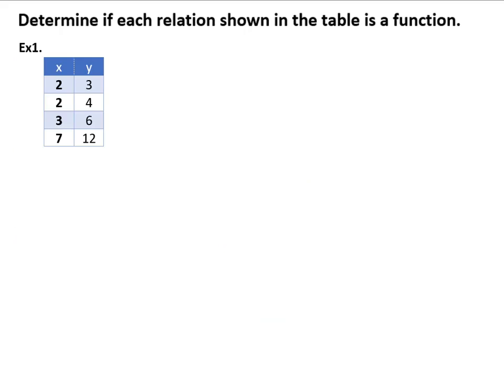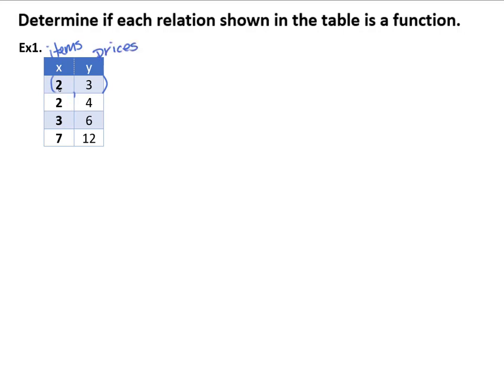Okay, so let's use hopefully our new understanding of what a function is here to determine if each relation shown in a table is a function or if it qualifies as a function. Okay, so in our first example, we have our x's and y's listed vertically. You can think of these as our coordinate points, 2, 3, 2, 4, 3, 6, etc. You can also think of this, as we just talked about with our menu board, as x's being our items and y being the prices.